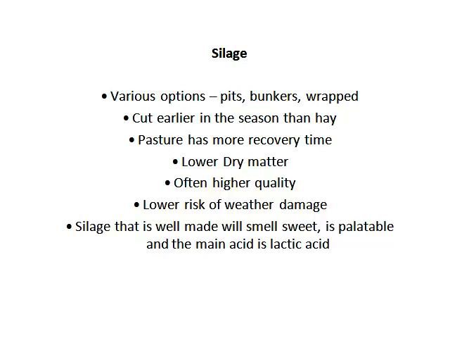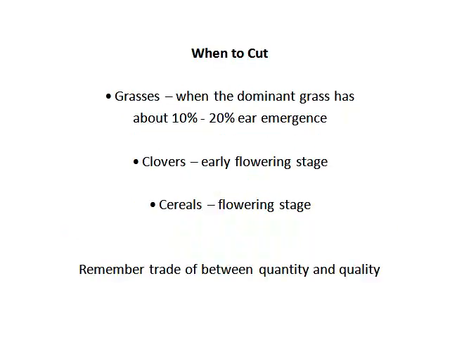Silage is cut earlier in the season than hay. The pasture has more recovery time. There's a lower dry matter and often a higher quality. There is also an accompanying lower risk of weather damage. Silage that is made well will smell sweet. It is palatable and the main acid should be lactic acid.